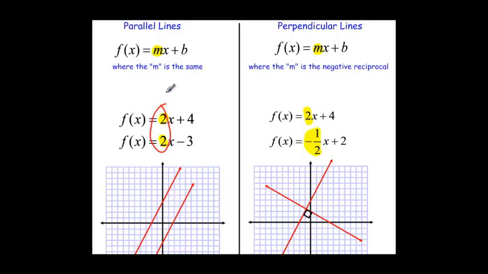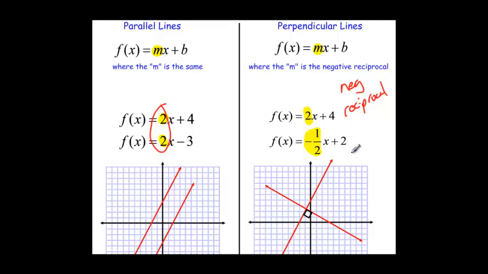Perpendicular is when one has to be positive, one has to be negative, and the slopes have to be reciprocals of one another. So if this is a slope of 2 over 1, then this needs to be a slope of 1 over 2. Notice it's flipped and negated. So we call this a negative reciprocal. That's the difference between the two.